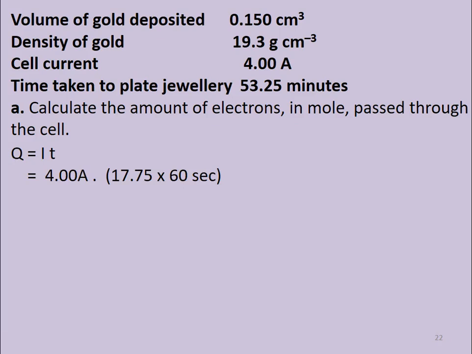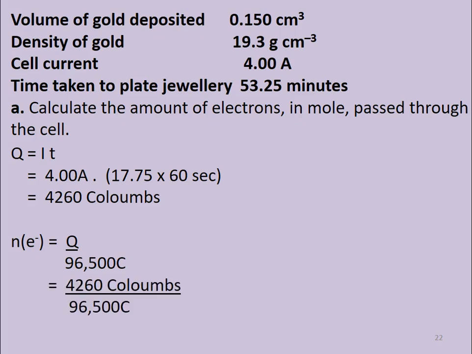So let's do that. We've got 4 amps, and our time is 53.25 seconds. If we multiply that by that, we get 4,260 coulombs. When you divide it by 96,500, that coulombs becomes moles.